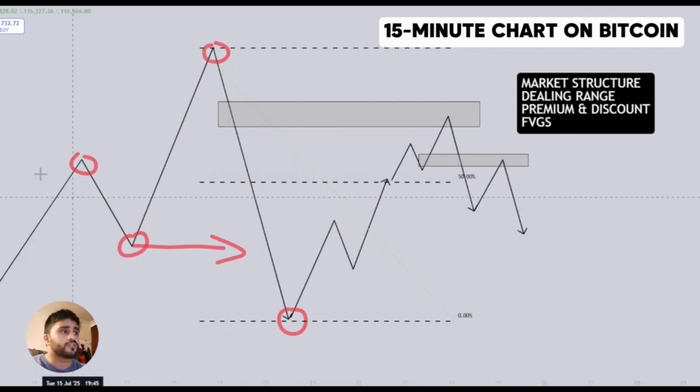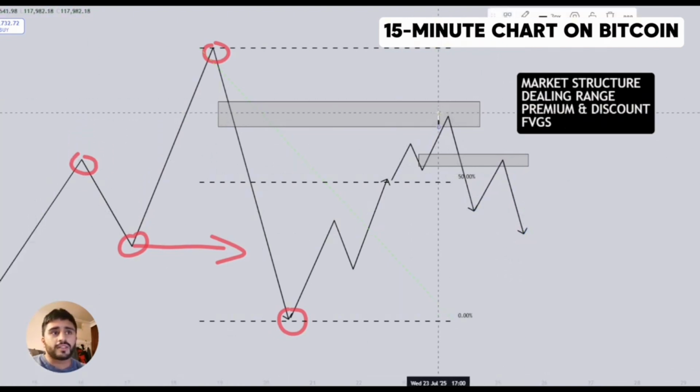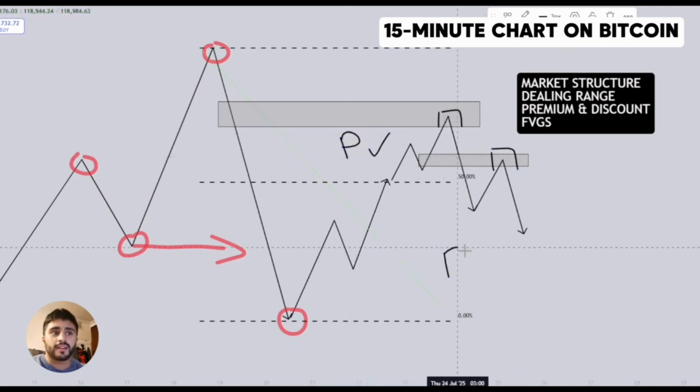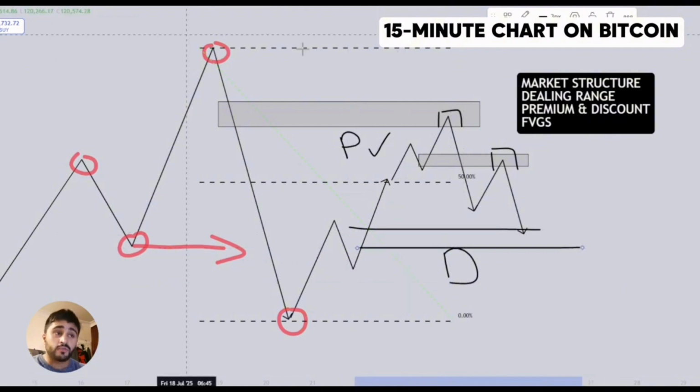So what's important to understand just from this schematic is a couple of things. We're looking for entries inside of the premium. We don't want to be buying inside of this premium. We want to be selling inside of this premium back down into a discount, and we target fair value gaps in the discount. It's really that simple.